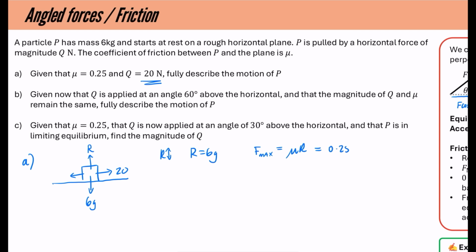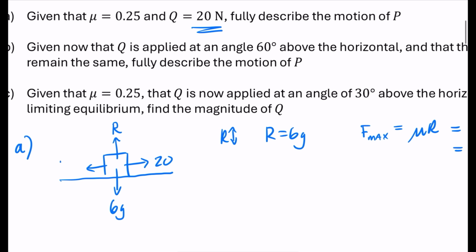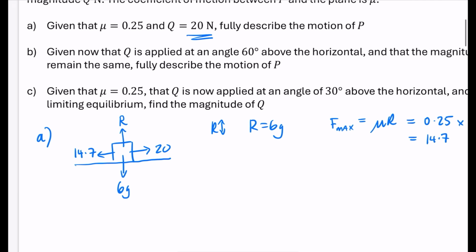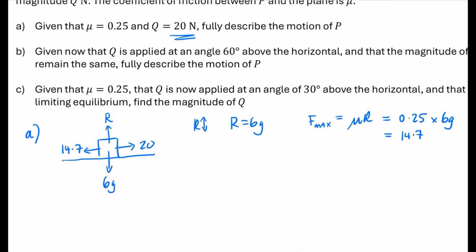Mu is 0.25, that was told to us in the question, and R is 6g. So the maximum thing that the friction can take is 6 times g times 0.25. G is 9.8, which is 14.7. So actually, it will have reached its maximum value, because 20 is bigger than 14.7. So it can't oppose that 20 anymore. It's going to go right up to its maximum value, which means that we now know that it is going to accelerate to the right.